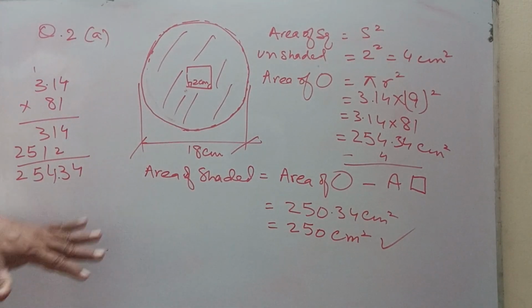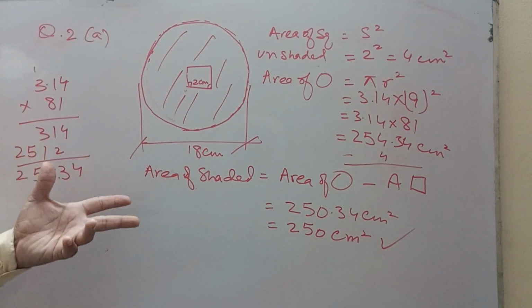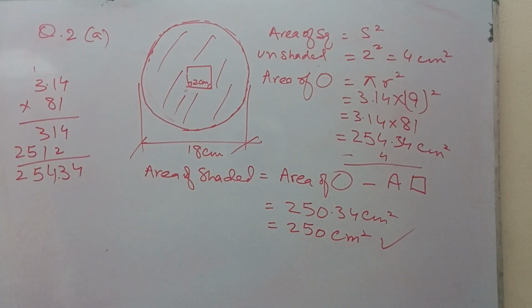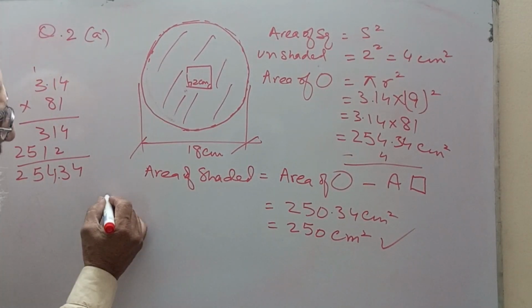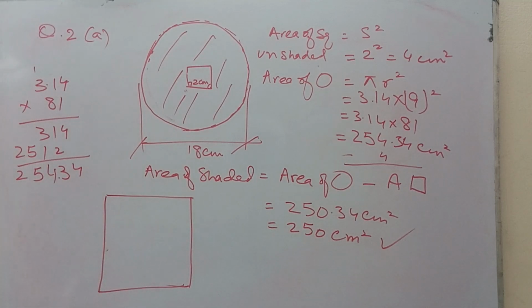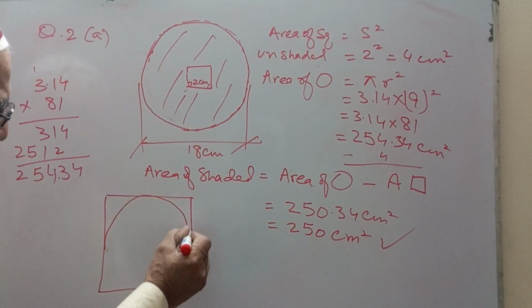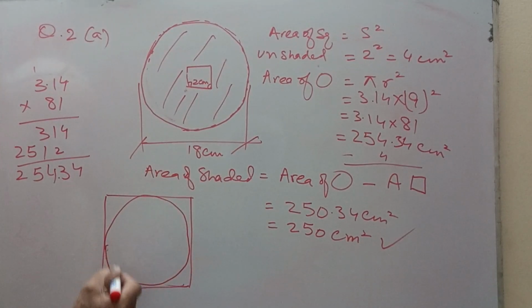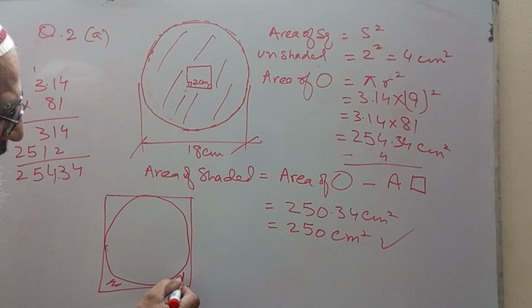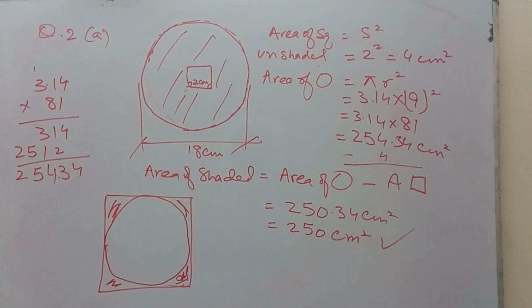Now there is a question which is just inverse to this. What is the question now? The question is, there is a square and there is a circle also, an inscribed circle, and this area is asked. All this area is asked to you.